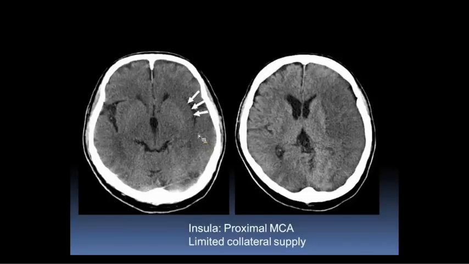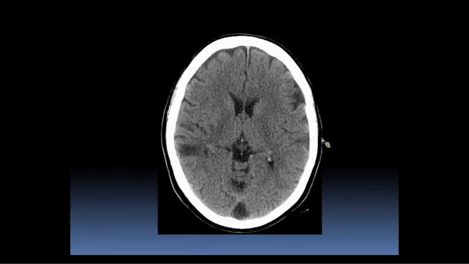And then this is 12 hours later, diffuse MCA territory infarction involving everything really except here the caudate, internal capsule, and putamen. That's the only thing that's spared in these cases. And that sometimes happens because there are perforating arteries that come off of the M1 that supply those nuclei.